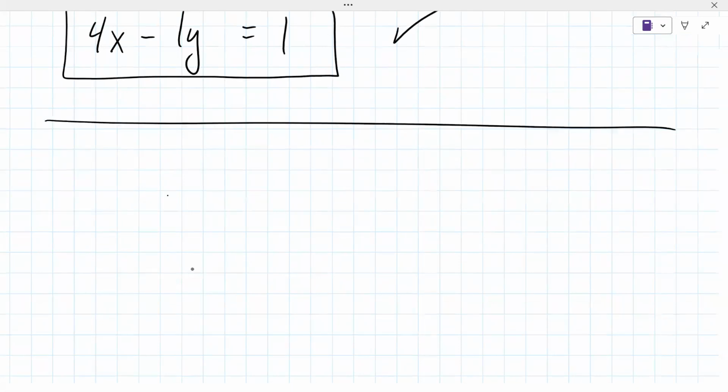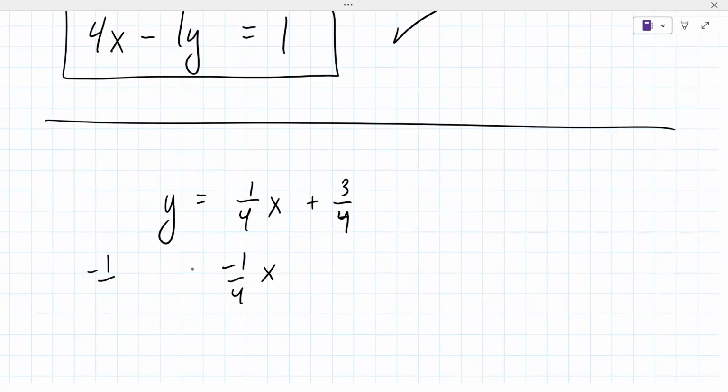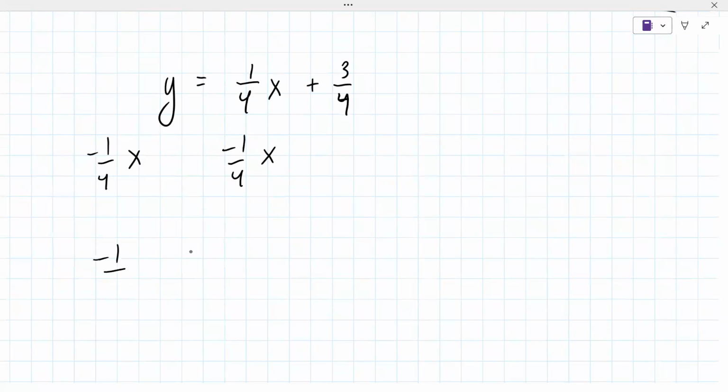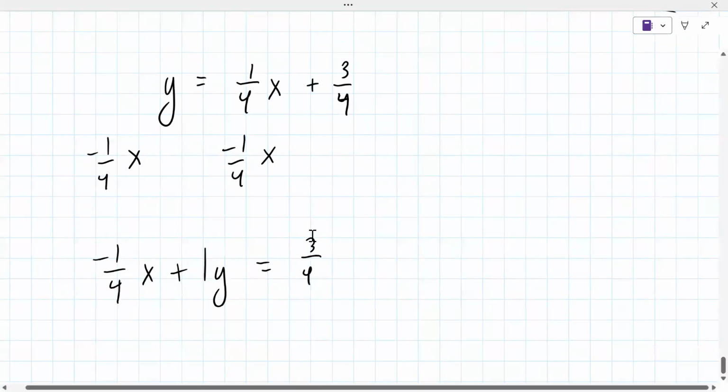Now the next one is, what if you get a fraction? What if it's y equals 1/4 x plus 3/4? So again, you're just going to subtract x on the other side. This becomes minus 1/4 x plus 1y equals 3/4. But the problem now is you have fractions. How do you clear the fractions?